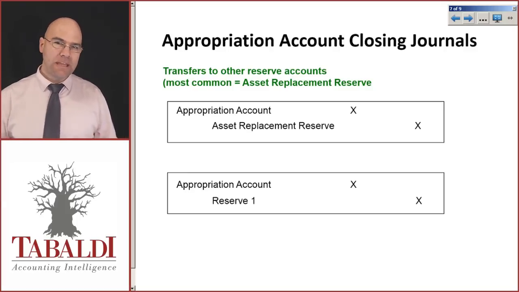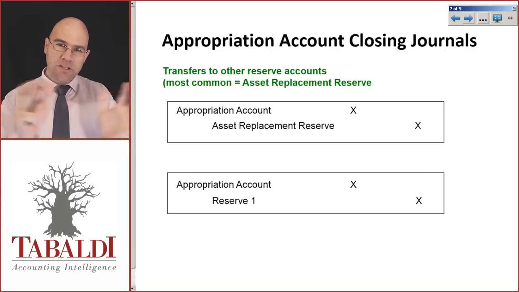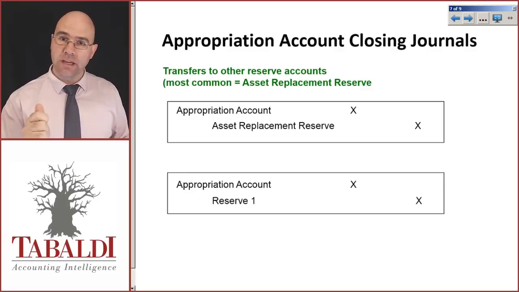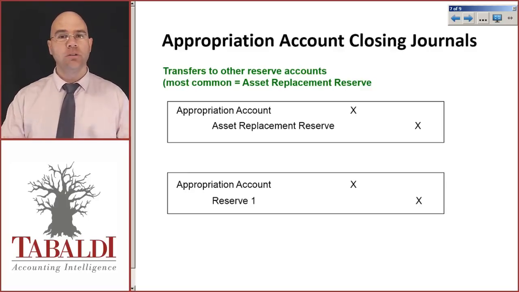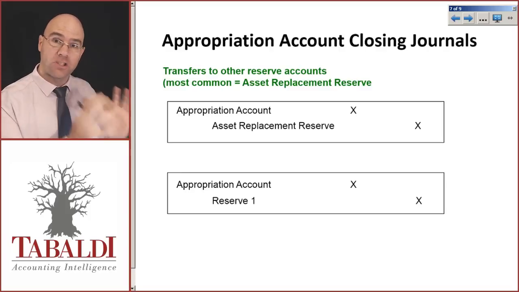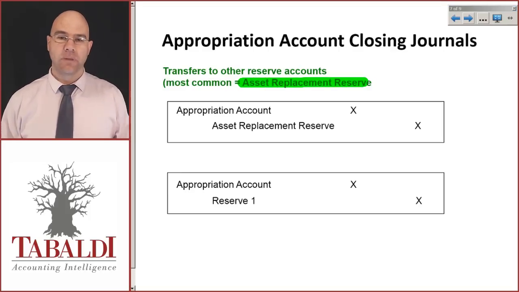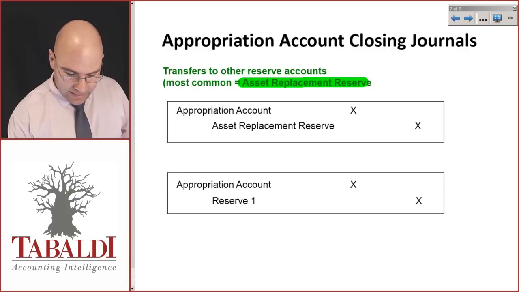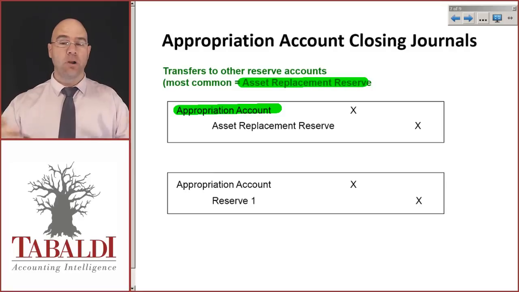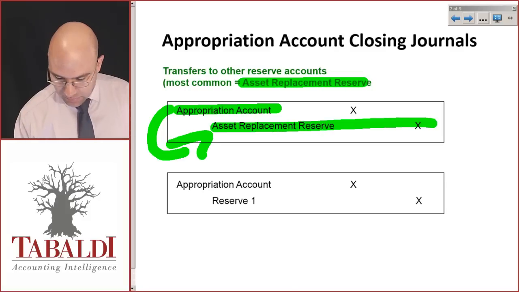Okay, we also may take some of this profit. Remember, the appropriation reserve is trying to work out how much profit is available to allocate to the partners. What we can do here is I can take some of that profit and hold it back in another reserve. That's not for the partners, it's for the partnership, the business. The most common one here is the asset replacement reserve. So what am I going to do? I will then debit the appropriation account, which is an equity account, right? So I make appropriation account smaller and I put it into the asset replacement reserve.